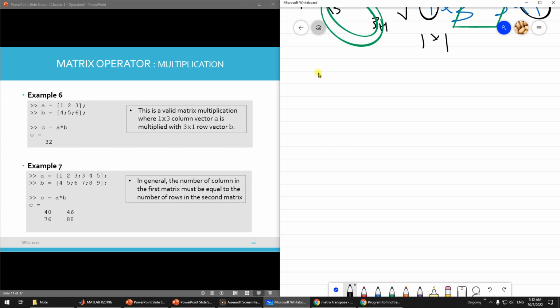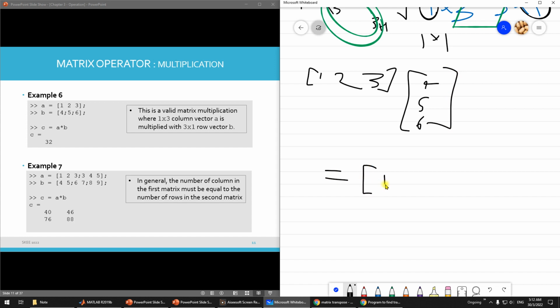So 1, 2, 3, 4, 5, 6. The answer is 1 multiplied by 4 plus 2 multiplied by 5 plus 3 multiplied by 6. Sorry about that, my drawing pad doesn't work.